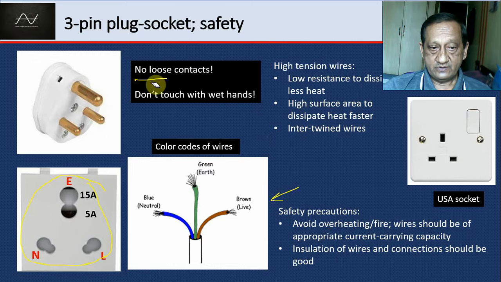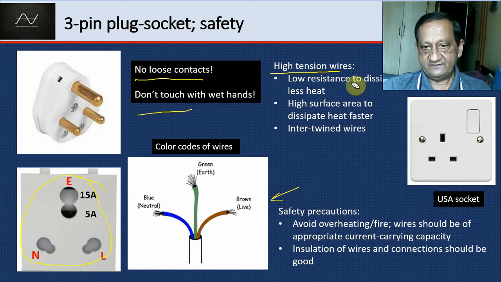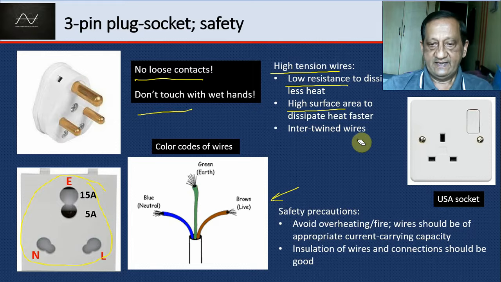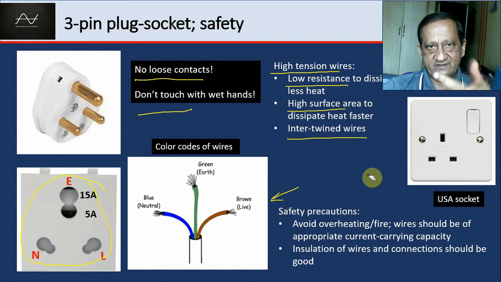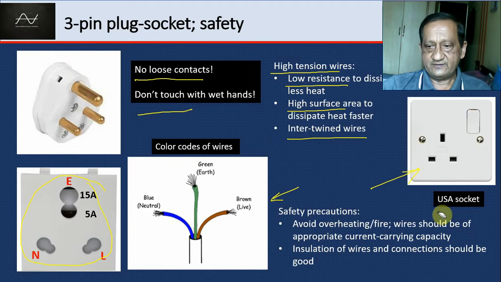No loose contact should be there, and don't ever touch with wet hands because normal water is a good conductor. High tension wires mean high voltage. Those high tension wires should have low resistance so that they dissipate less heat. And they should have a very high surface area so that whatever heat is generated gets dissipated fast. And those wires are intertwined for another reason, for magnetic effects. In the US, you have different kinds of shapes. In various countries, you have different kinds of shapes also.